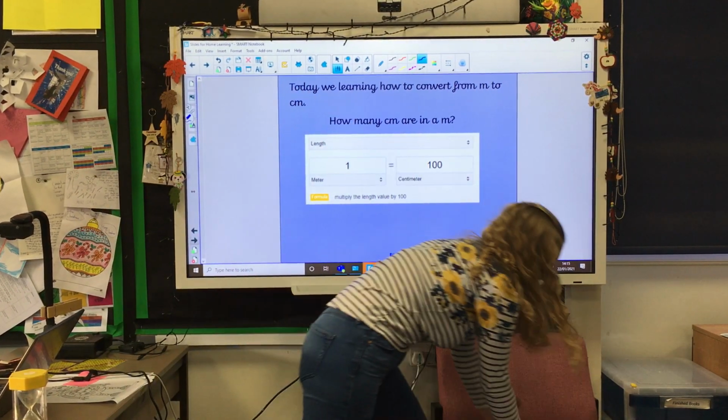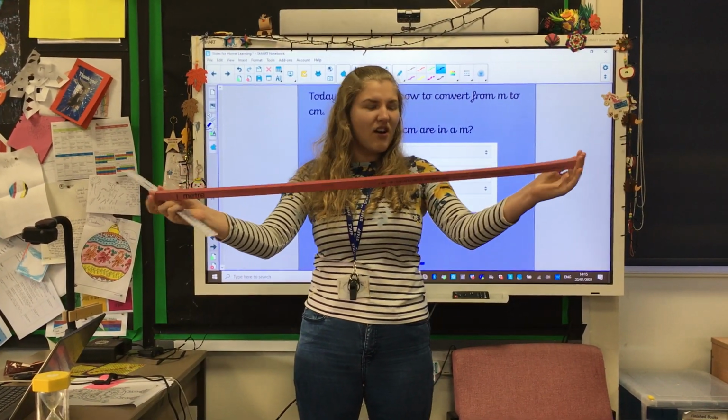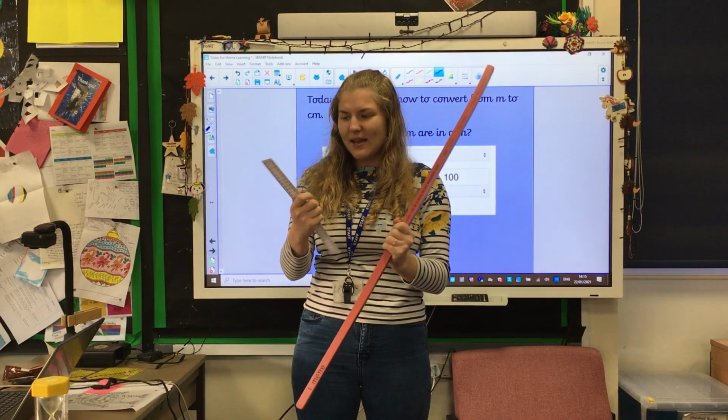Okay, now let's get on to the task at hand, converting between metres and centimetres. So in front of me, as I prepared earlier, I have a metre. As you can see, metres are fairly long. We are all several metres tall. Okay, and here we go.